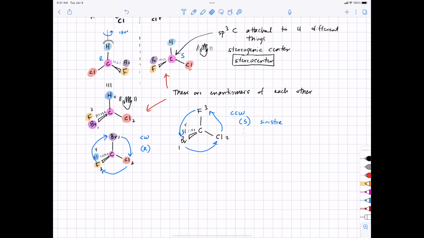Okay, any questions about assigning E versus Z? I mean, sorry, R versus S? Go ahead. Going back a little bit, can you explain again the chiral, enantiomer, and stereocenter?